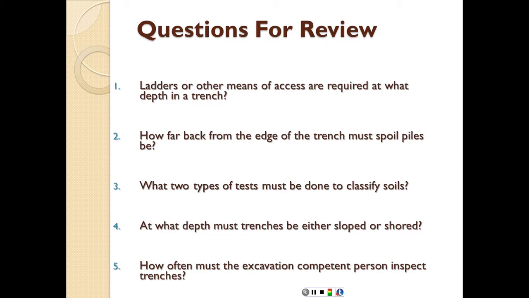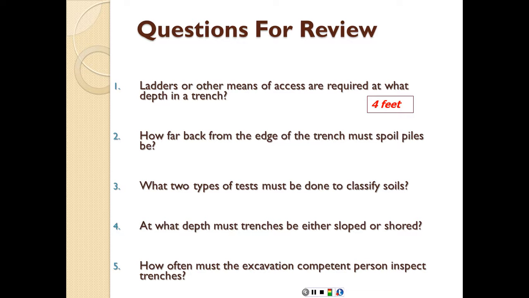Now we have reached the final part of this presentation, and we're going to have a quick review over what we have gone over. Ladders or other means of access are required at what depth in a trench? Remember on that slide where we had two numbers. We had 4 feet of depth, and we had 25 feet of distance. So the answer to the first question is 4 feet.